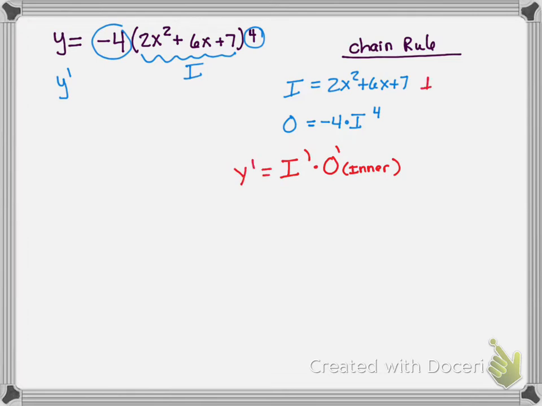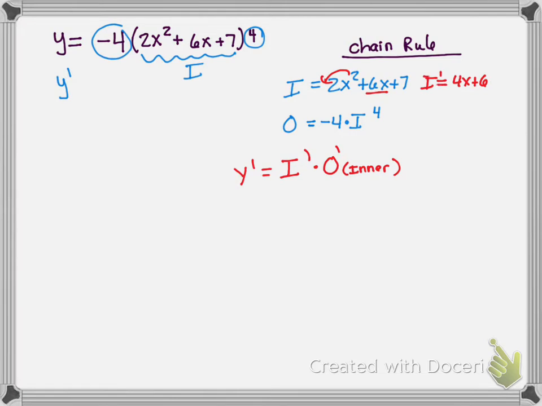So the derivative of the inner, in this case, would be, bring the 2 down, 4x plus the derivative of 6x is just 6, and the derivative of 7 is plus 0. So we wouldn't really even have to write that. So that's my inner derivative. I call it I prime.